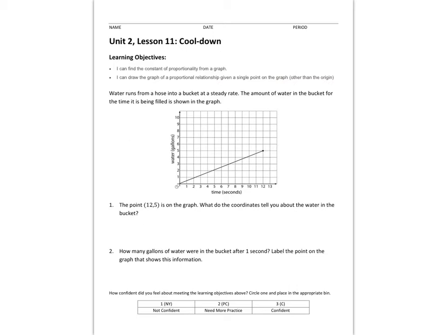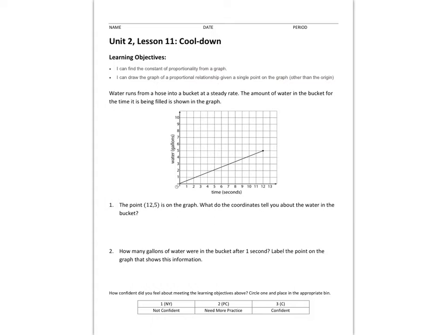Interpreting Graphs of Proportional Relationships, Cool Down Answer Key. In this problem, it says water runs from a hose into a bucket at a steady rate. The amount of water in the bucket for the time it is being filled is shown on the graph, and then it shows the picture of the graph.